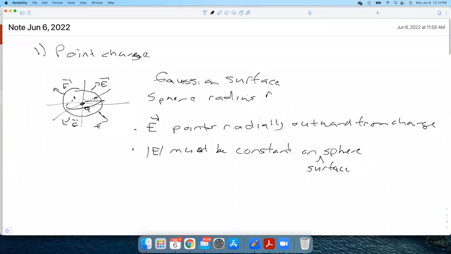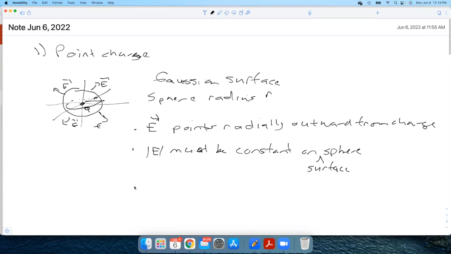surface. Now, it doesn't have to be the same everywhere in space. It might be bigger when I get closer to the charge and smaller when I get further away. The universe knows the difference between close and far. The universe doesn't know the difference between this spot and this spot and this spot, all these spots on the surface of the sphere.